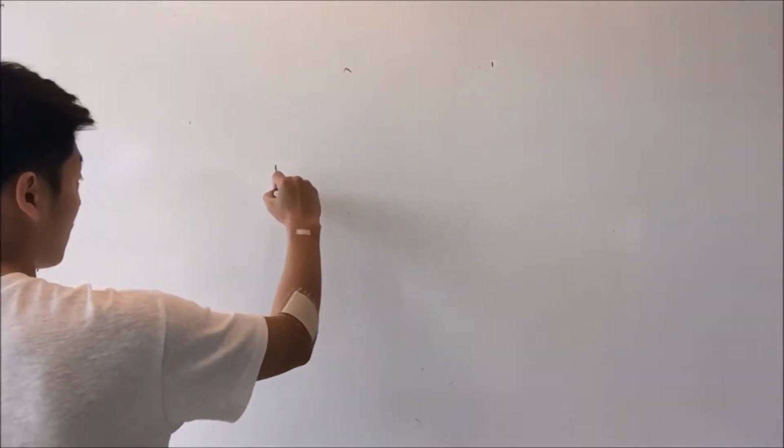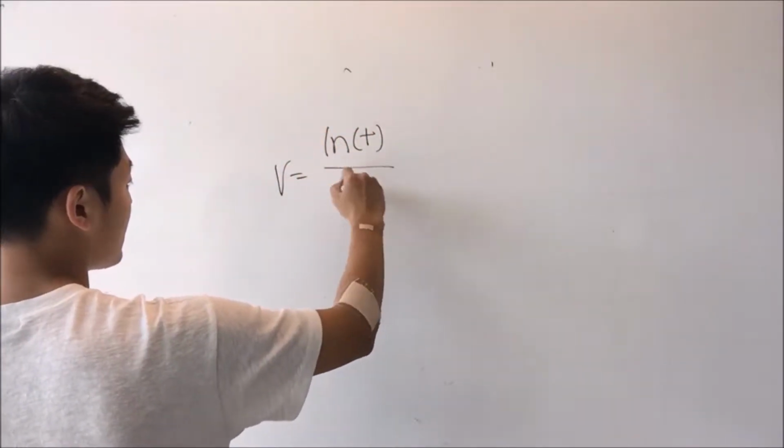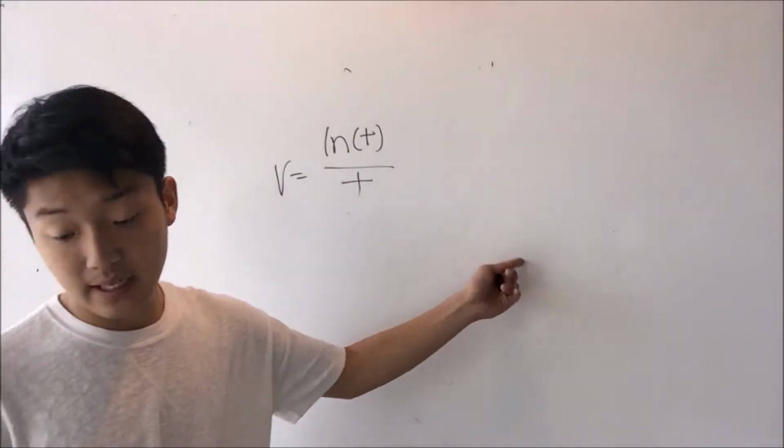It is given that velocity is equal to ln t over t. What is the value of t at which it attains its maximum?